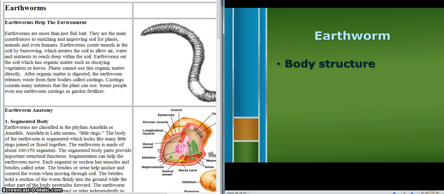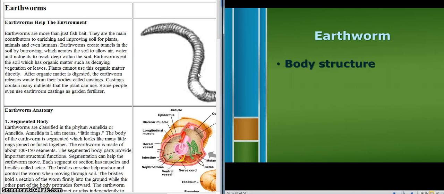As we begin to study the earthworm, we're going to take a look at his body structure. Now, they're in phylum Annelida, which means little rings. You see that over here. It means little rings. The body of the earthworm is segmented, and so we do see these different rings here. You see these different rings in the worm, made of about 100 or 150 different segments.